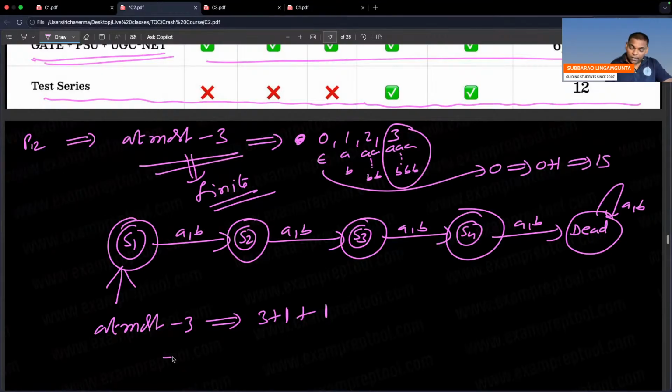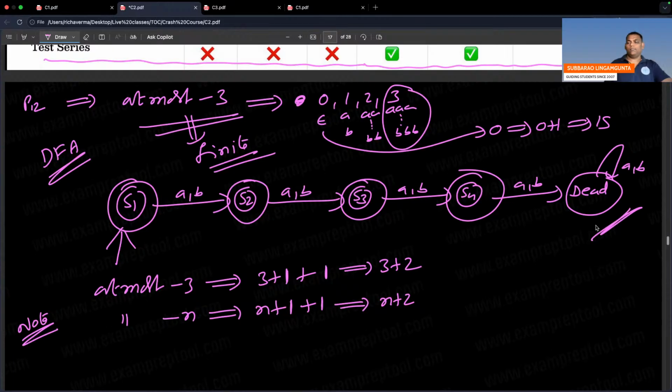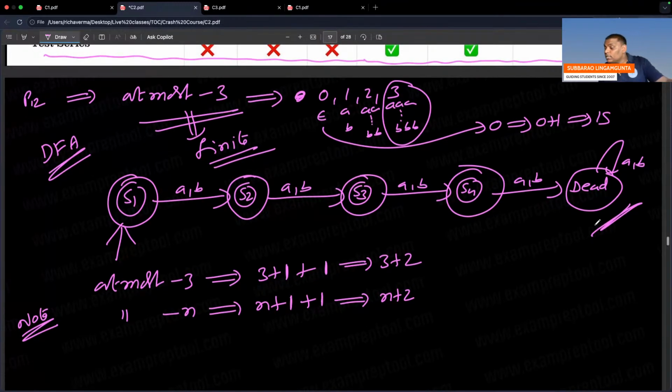So at most n, for n length strings, n plus 1 states, 1 for the dead state, so finally n plus 2 states. Here 3 plus 2 states. Please be careful, it's a note. Because of DFA, a dead state is needed. And one more condition at the ending: maximum 3, more than 3 not allowed, more than 3 goes to the dead state. Fine, that is problem number 12.